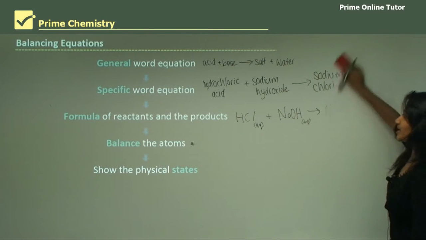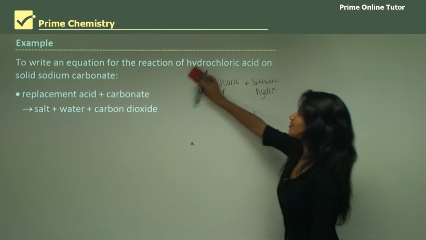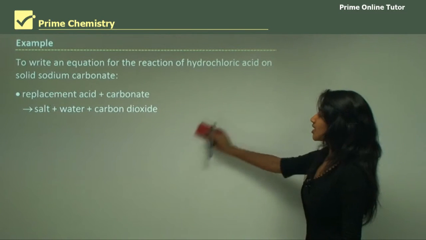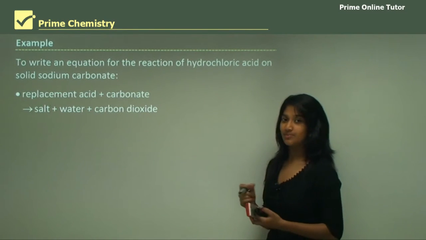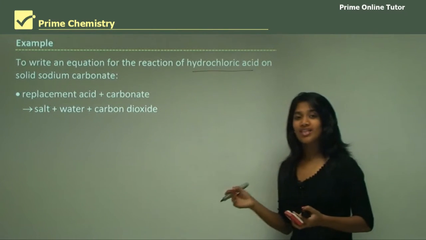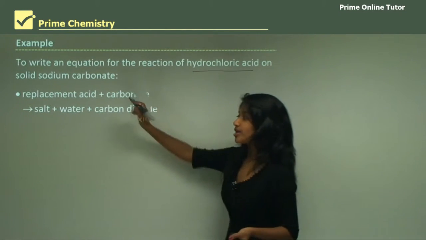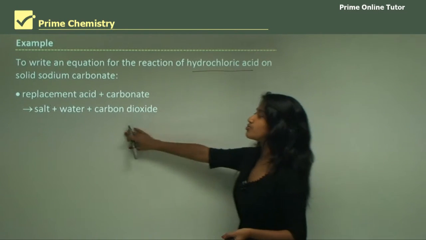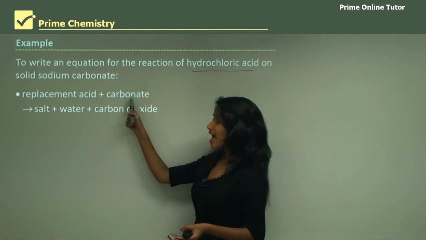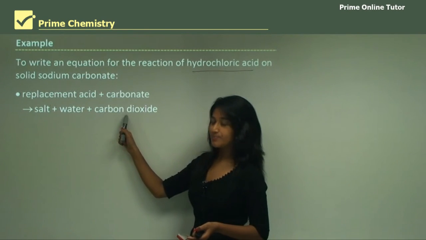Now let's move on to an example to write an equation for the reaction of hydrochloric acid on solid sodium carbonate. Now this is a different reaction to what we just did. It is using hydrochloric acid with a carbonate. Remember that acids with carbonates produce carbon dioxide. So that's why with your general word equation, you would write down what are the products and also what are the reactants. We have an acid reacting with a carbonate to produce a salt, water and carbon dioxide.